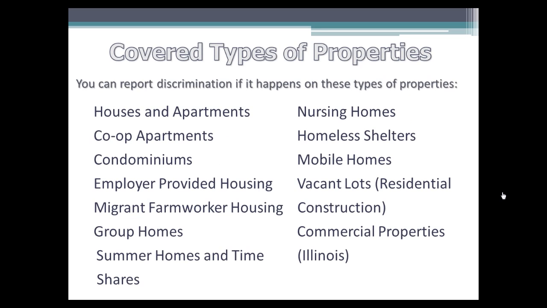Fair housing laws cover most types of residential properties or dwellings, even properties you wouldn't normally think of as residential, including vacant lots, group homes, nursing homes, summer homes, and timeshares. Dwellings are any temporary or permanent residence to which a person intends to return.